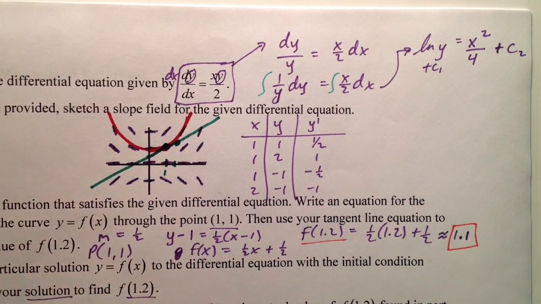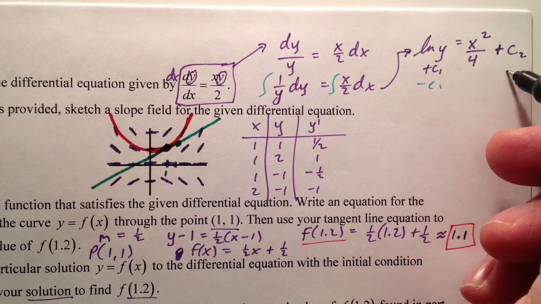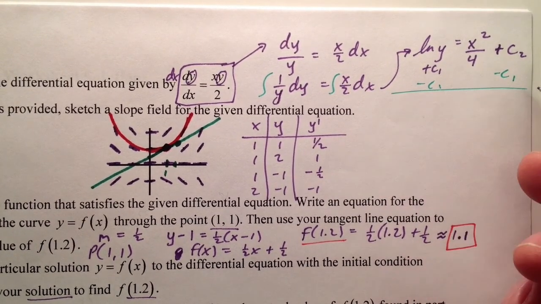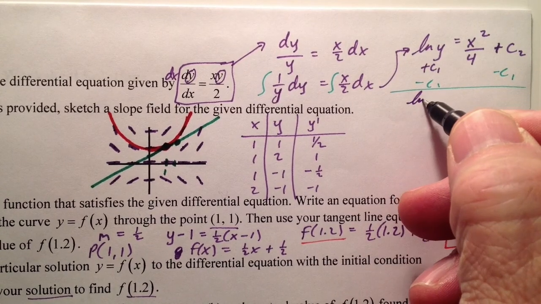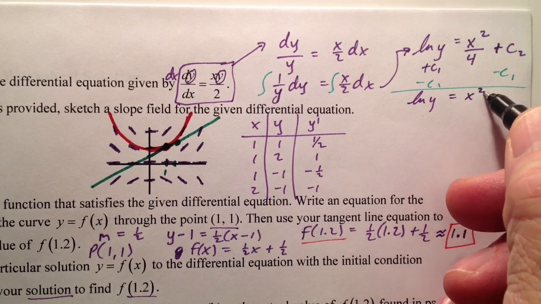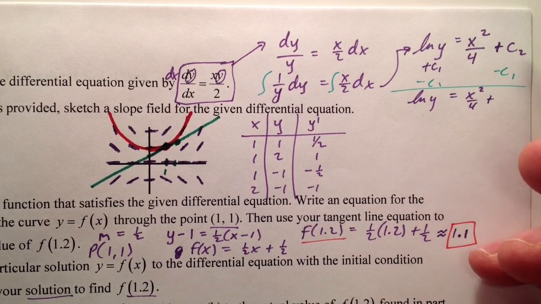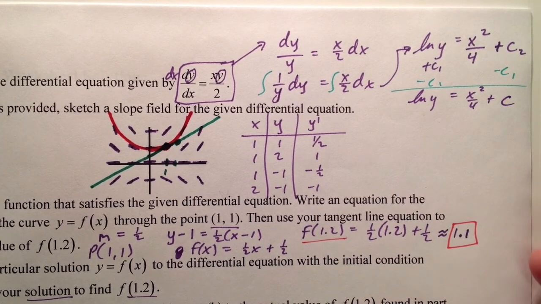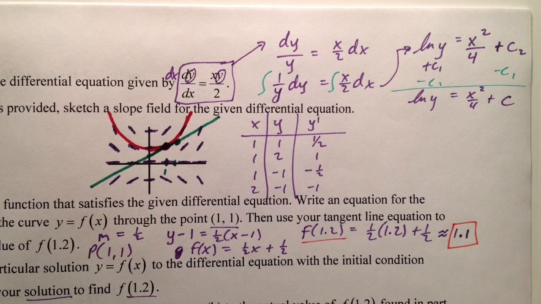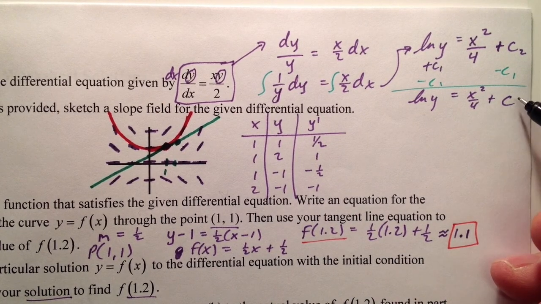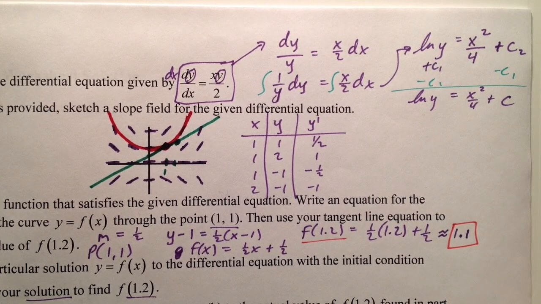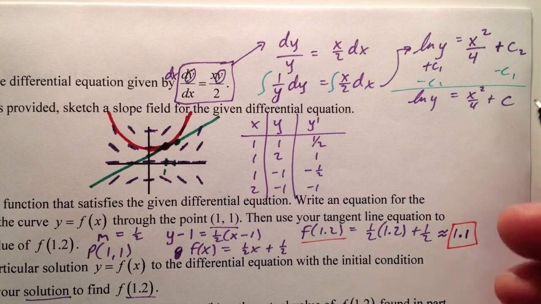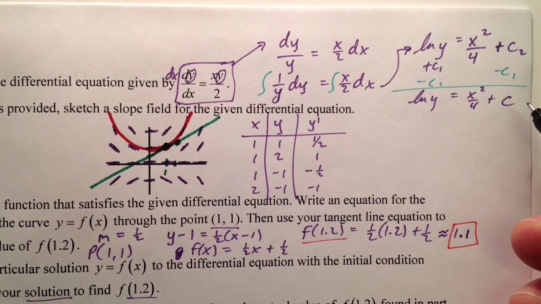But then if you subtract c1 from both sides, then you'd get ln of y equals x squared over 4 plus, now you have some constant minus another constant. Well, guys, that's just a constant, okay? So that's why we would write it as just x squared over 4 plus c. As long as you put a constant in there, it's just a constant. All right. So that being said, let's figure out what this constant's value is.